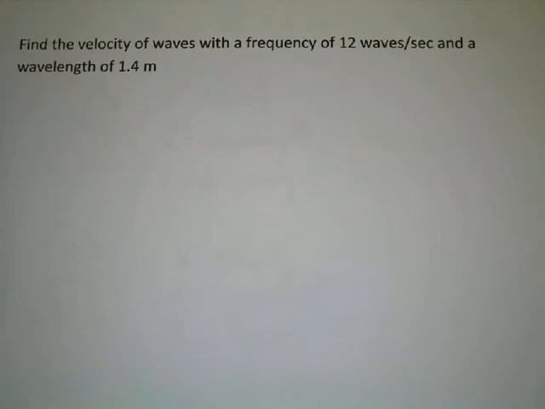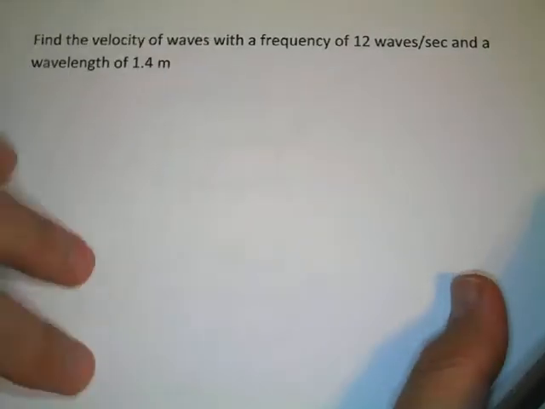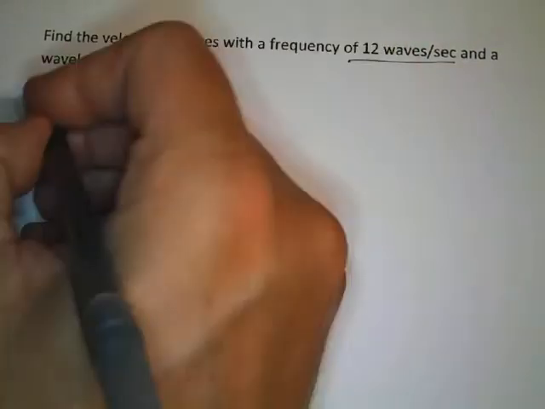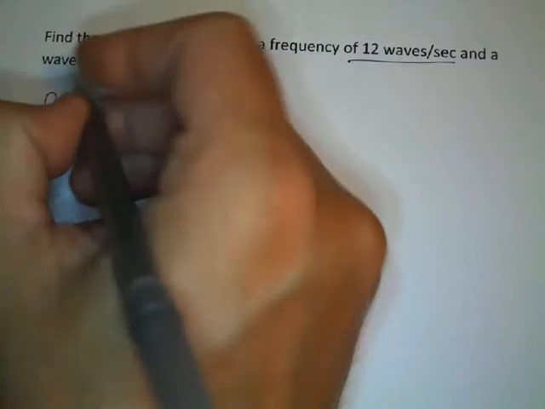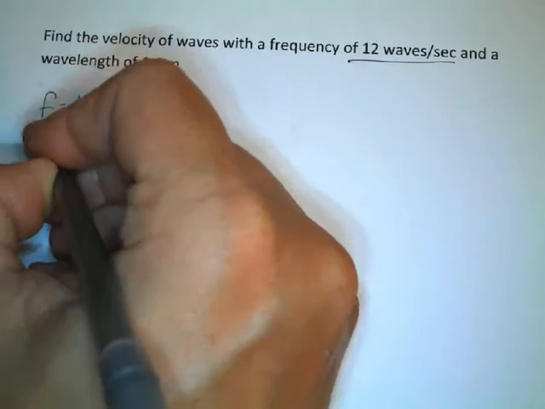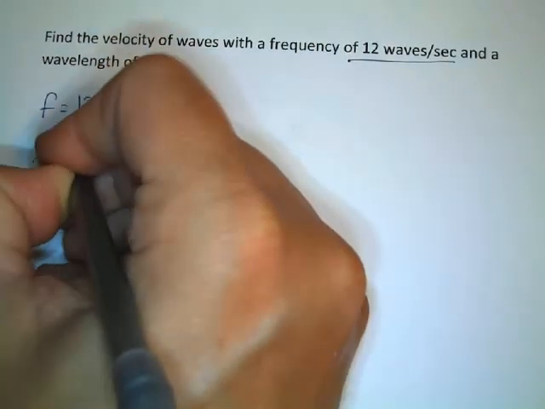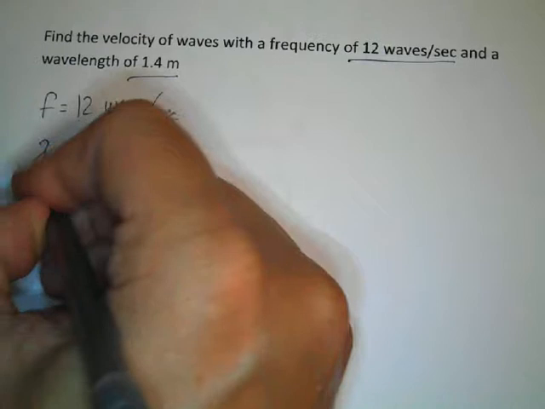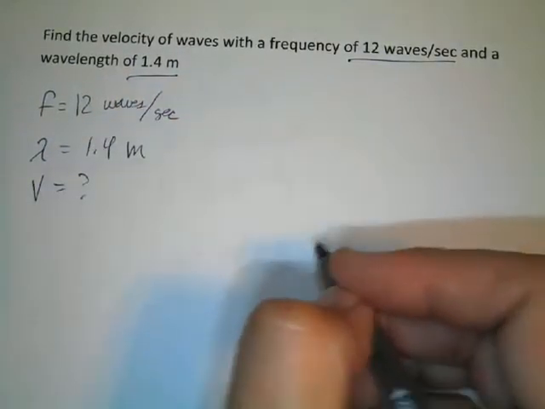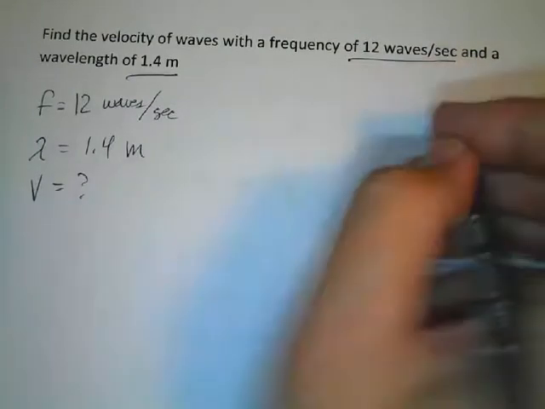Find the velocity of waves with a frequency of 12 waves per second and a wavelength of 1.4 meters. All right, so what's given to me in this instance? I'm given a frequency of 12 waves per second, 12 hertz, and I'm given a wavelength of 1.4 meters. I have to find velocity. So which of those two formulas am I going to use? Well, I'm going to use the first one because it doesn't give me a period. It gives me the frequency.